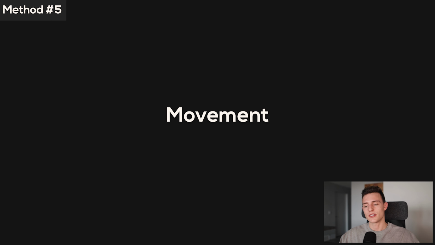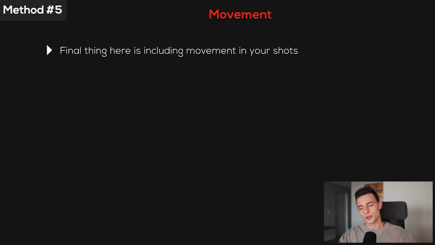Method number 5 here, last one on the list, is incorporating movement into your shots. This is kind of the cherry on top after you incorporate all the other 4 methods I've talked about in this video. So the final thing here is including movement in your shots.